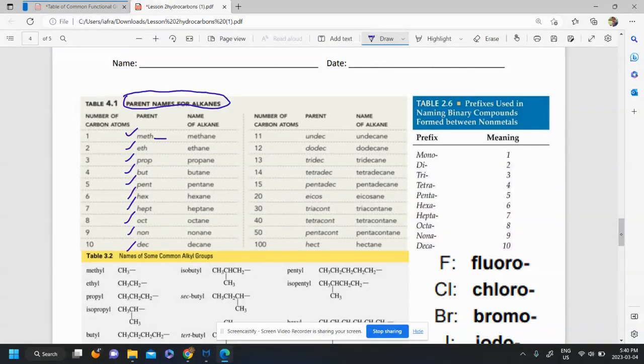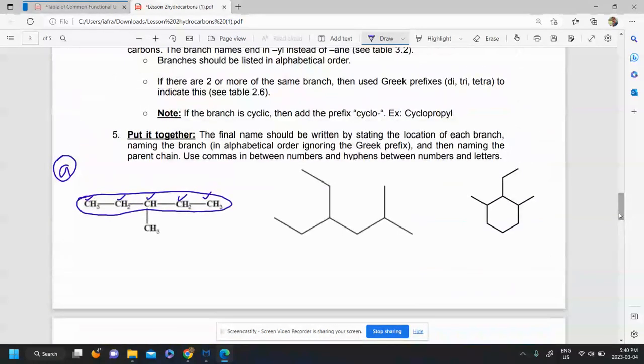So was it an alkane? If it was an alkane, put ane. If it was an alkene, put ene. If it was an alkyne, put ine. For now, though, we're focusing on the alkanes. So we have 5 carbons in our parent chain. So it's pent, and then we're going to put the ending ane. So our parent chain is a pentane parent chain.